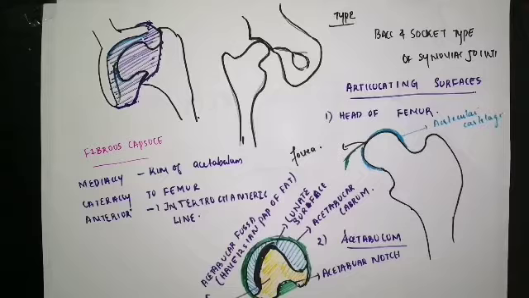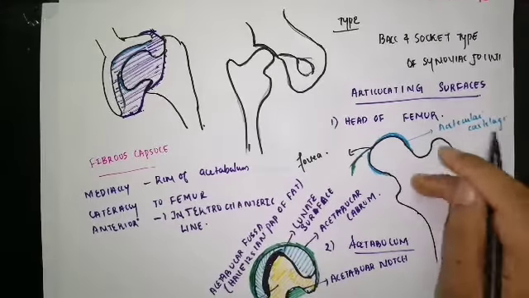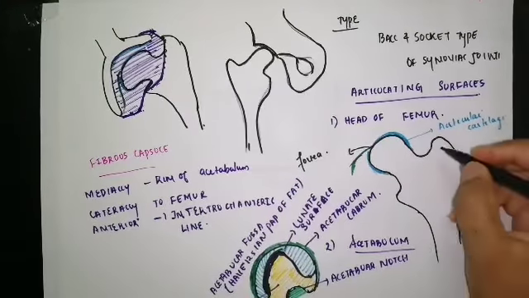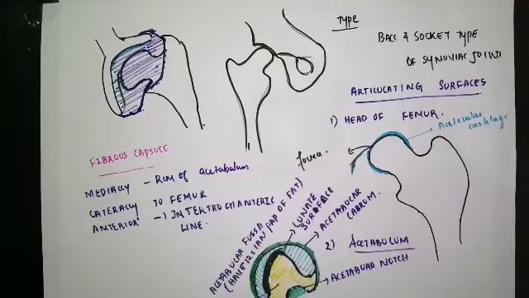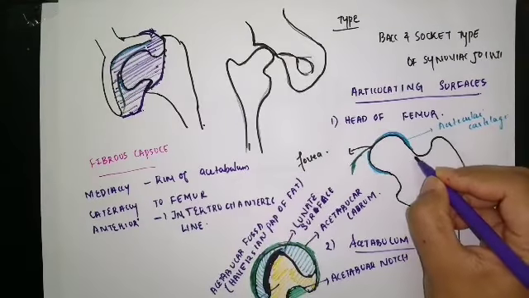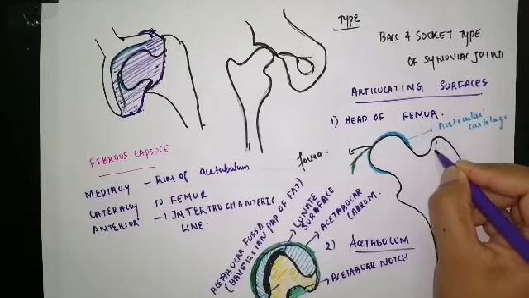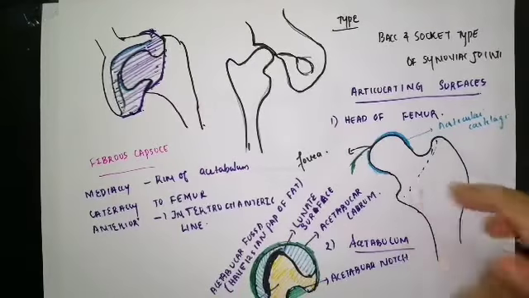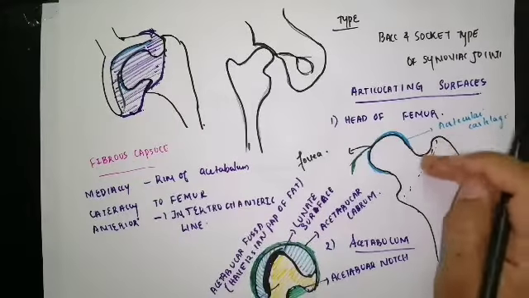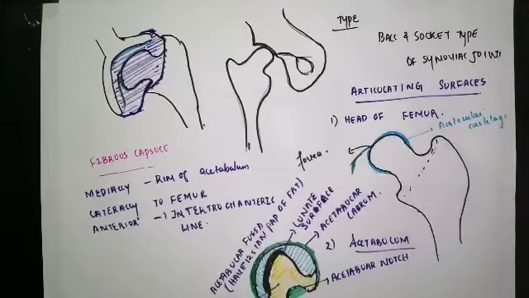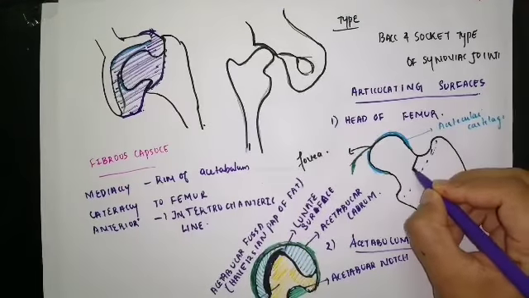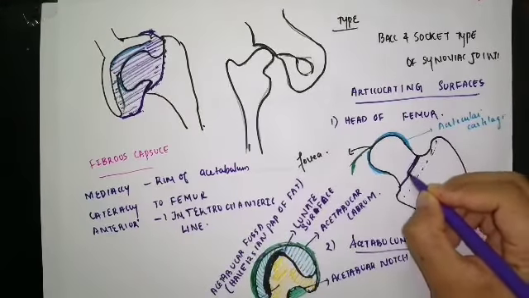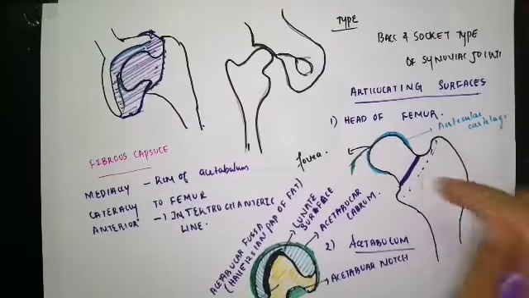Now on the posterior aspect, if you look at the posterior aspect, so consider this to be the posterior aspect. On the posterior aspect the capsule is attached 1 centimeter medial to the intertrochanteric crest. This is the intertrochanteric crest on the posterior aspect. So this is the capsular attachment on the posterior aspect.